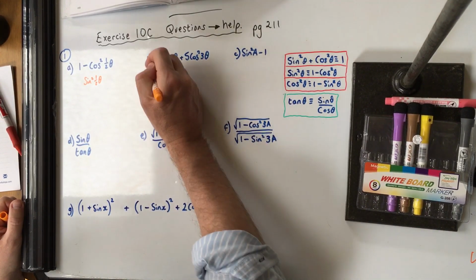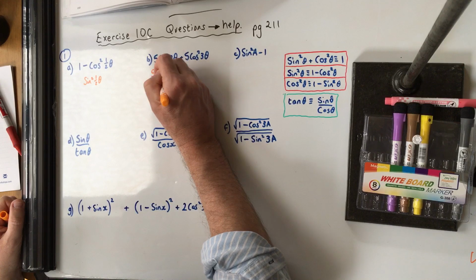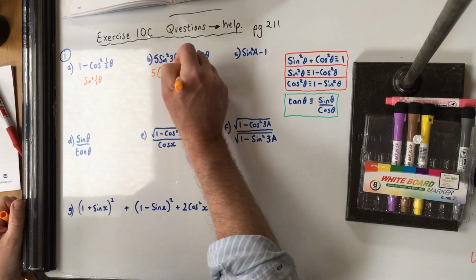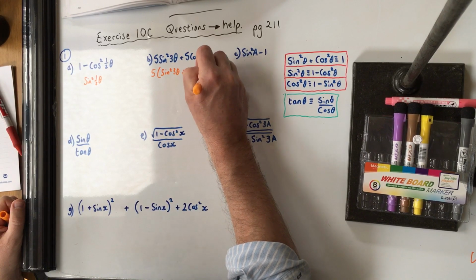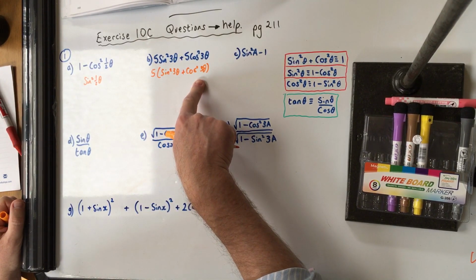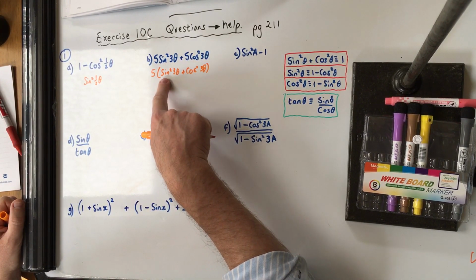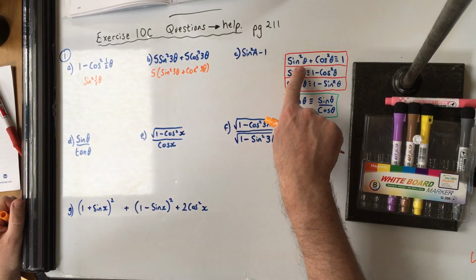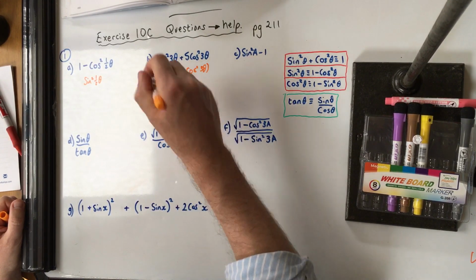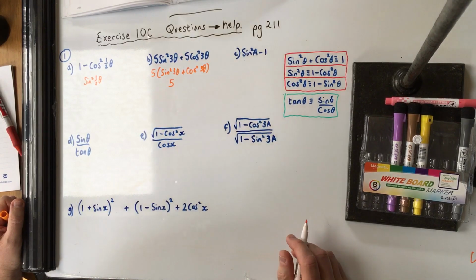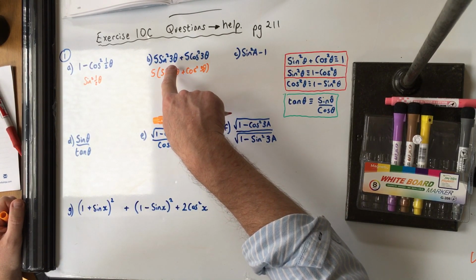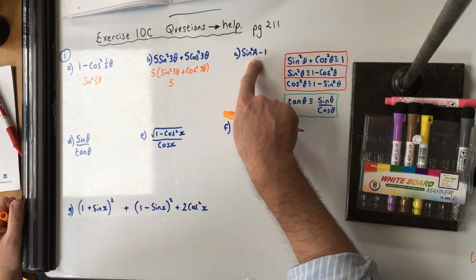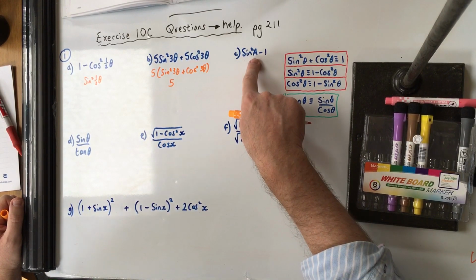This one, you can see it's this one here, can't you? Just factorise it to take out your 5, and you're left with 5 times sine squared 3 theta plus cos squared 3 theta, and sine squared of an angle plus cos squared of an angle is 1. So 5 times 1, which is just 5. Simple. They're not always going to use an X, sometimes they might use an A or a B.